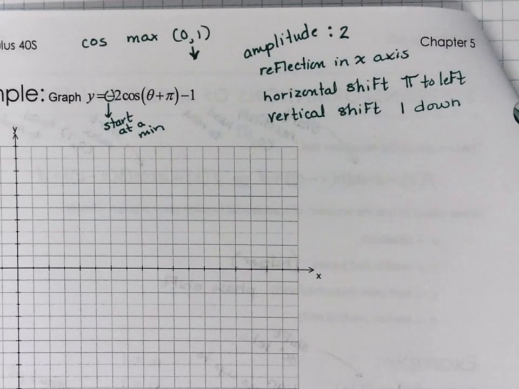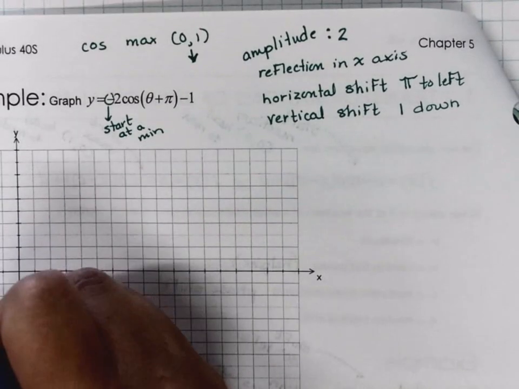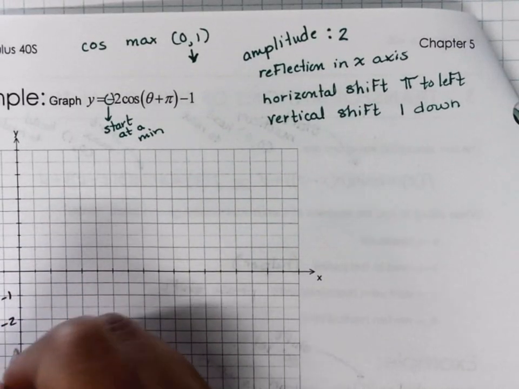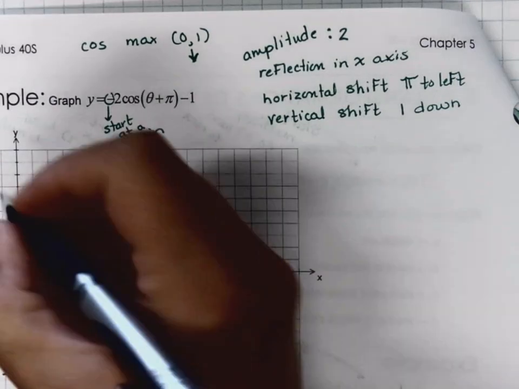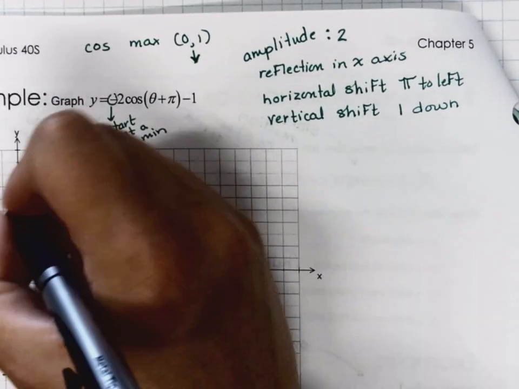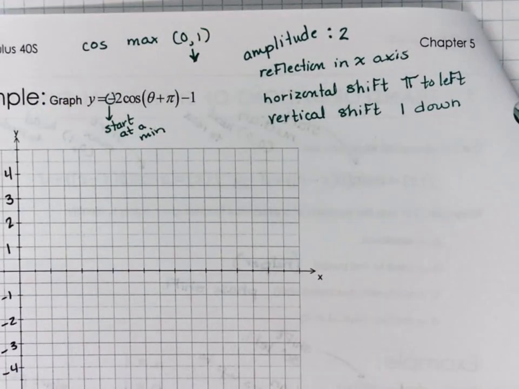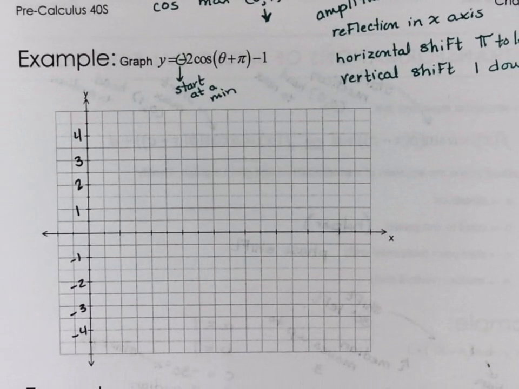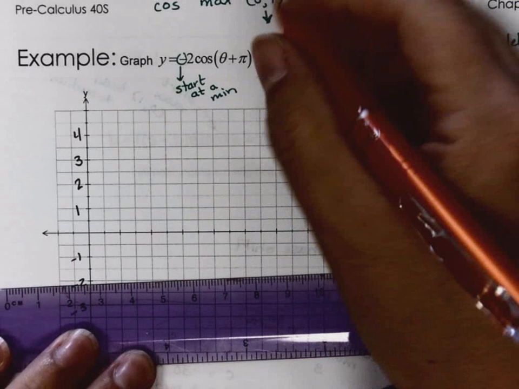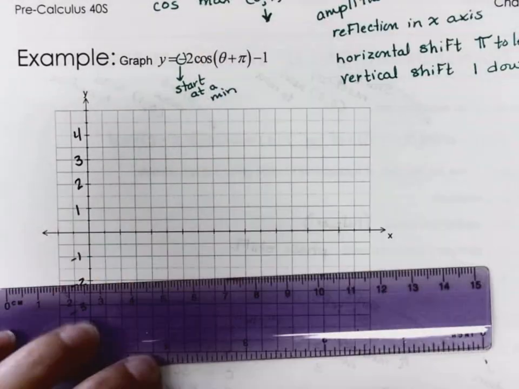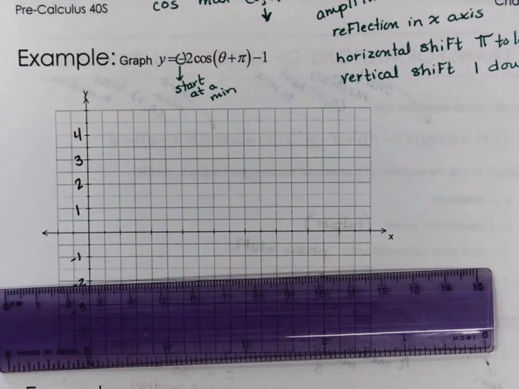Okay, I'm going to grab a different erasable pen because my other one was not great. And I'm going to have -1, -2, -3, -4, 1, 2, 3, 4. Okay. So I'm going to draw on my boundary lines with an erasable pen. Also a pen that's not working.